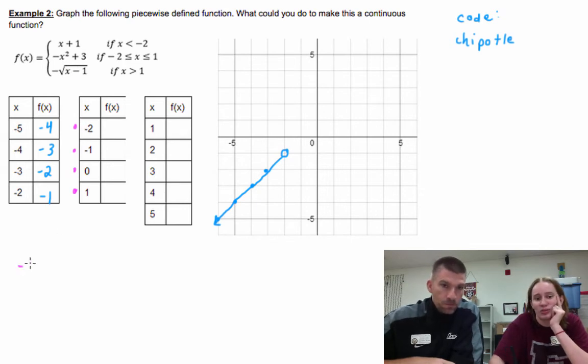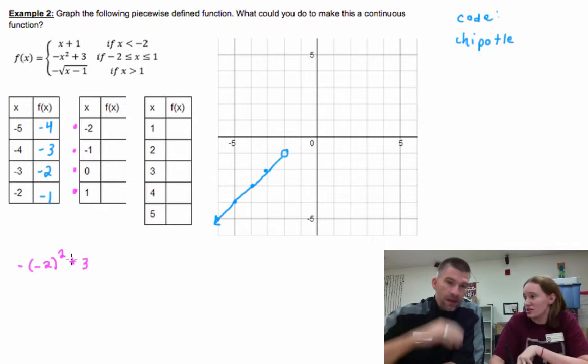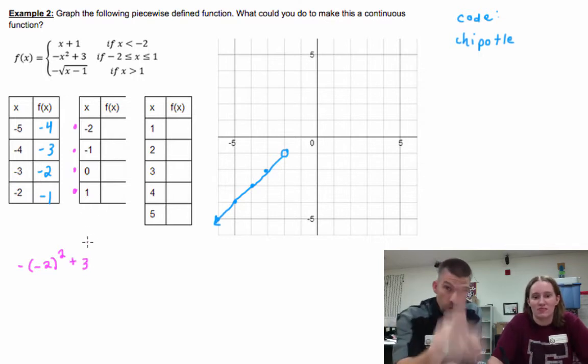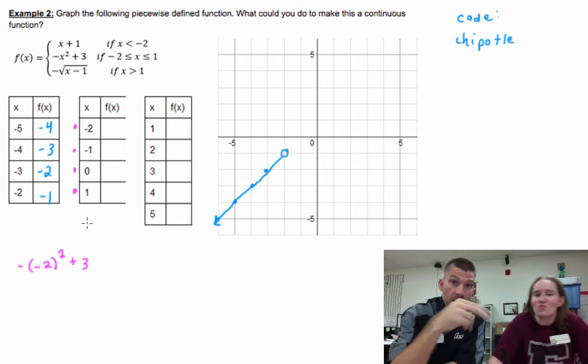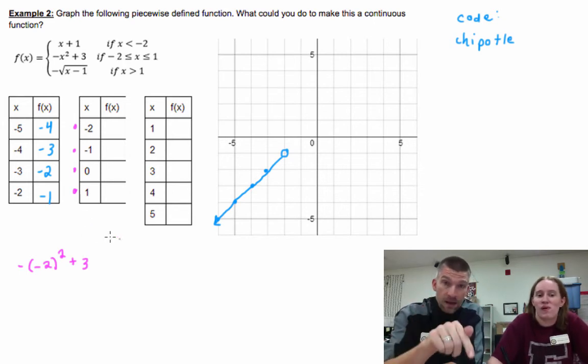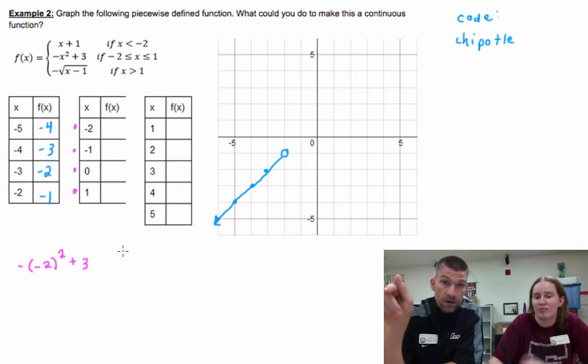So plug in -2. Now that requires a little bit of work. Make sure when you plug in negatives that you do the parentheses situation. Okay, listen to me. It is not -2 squared on your calculator. Making it positive. Yes. No. Don't do that.